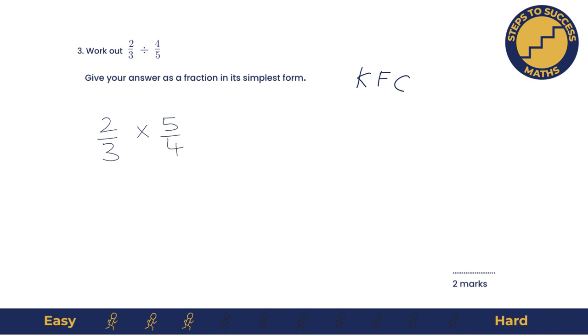So now try and do some cancelling. What goes into different things? Look for a number on the top and a number on the bottom. So we could do 2. 2 goes into 2 once, and 2 goes into 4 twice. So you've got 1 times 5 is 5, and 3 times 2 is 6. 5 over 6.